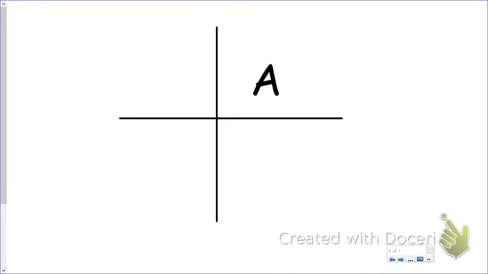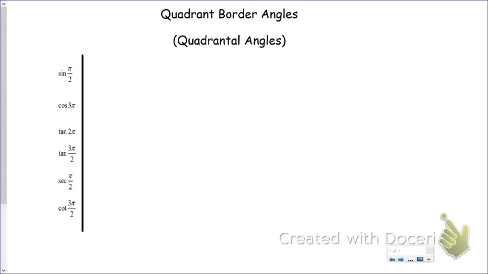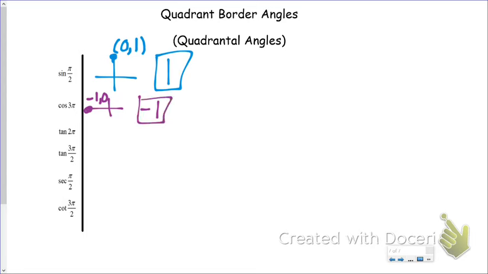So let's just do a couple of these. Let's find the sine of pi over 2. The sine of pi over 2 is the angle here at the top. The coordinates at that point would be (0, 1), and sine corresponds to the y. So sine of pi over 2 is 1. Cosine of 3 pi would be over here, the same thing as pi because I can find a coterminal angle. So those coordinates are (-1, 0), and the cosine corresponds to the x. So my answer is -1.